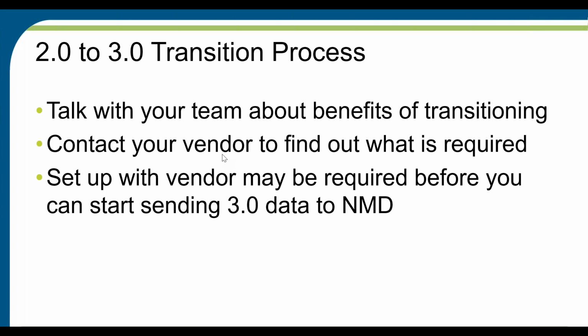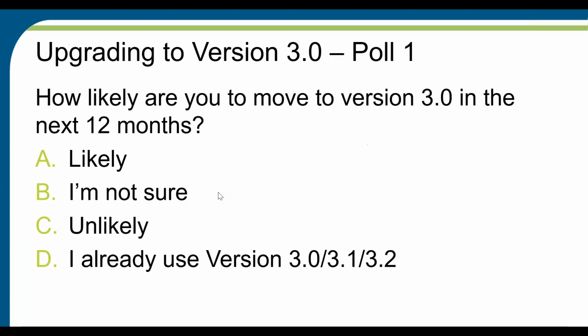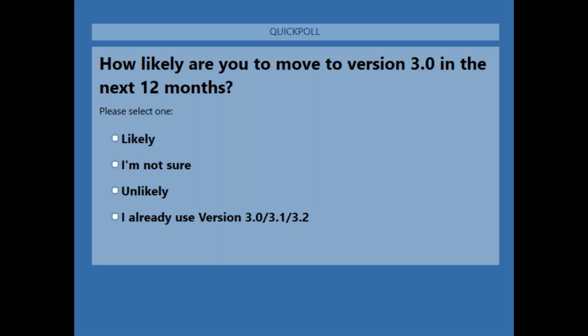Now, we'd like to take a poll and ask about your thoughts about transitioning to version 3. So this first poll is just asking how likely you are to move to version 3.0 in the next 12 months. You can choose likely, unsure, unlikely, or let us know if you're already using version 3.0 or 1 or 2.